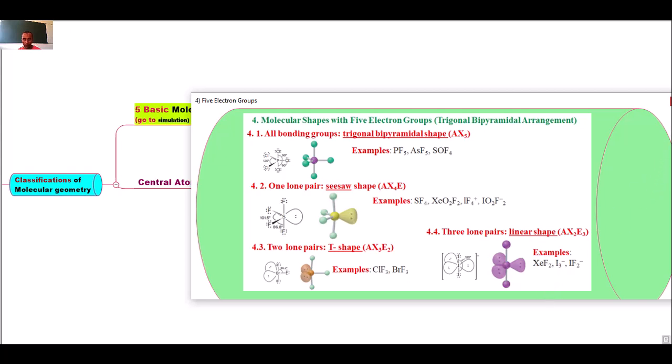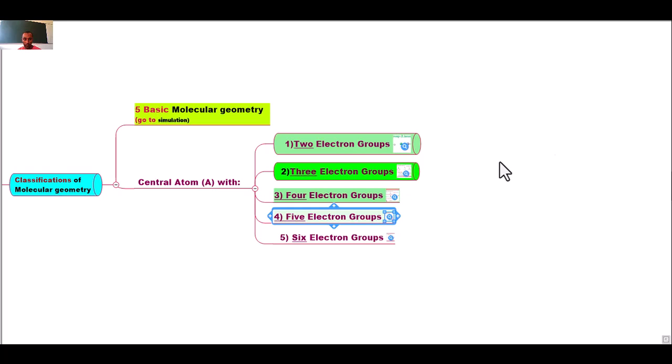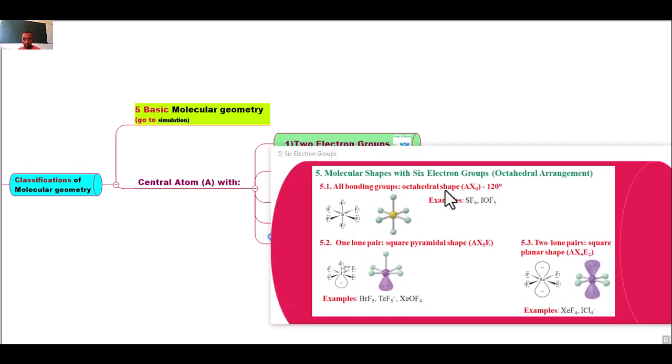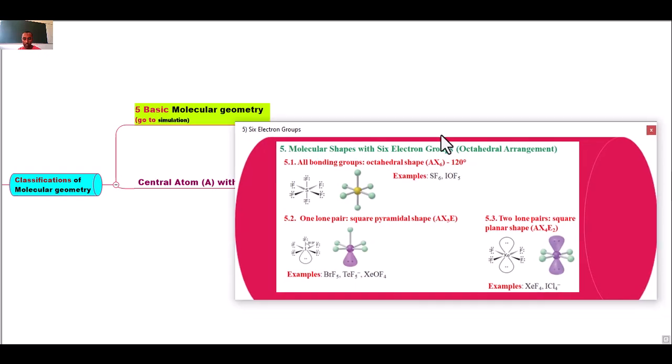This is one case. And the last molecular geometry is if the central atom is surrounded by 6 electron groups. We have again 3 cases in this case. One case is if a central atom is surrounded by 6 atoms and there is no lone pair on the central atom, the shape is octahedral shape. Example, sulfur hexafluoride, and you can take this example.